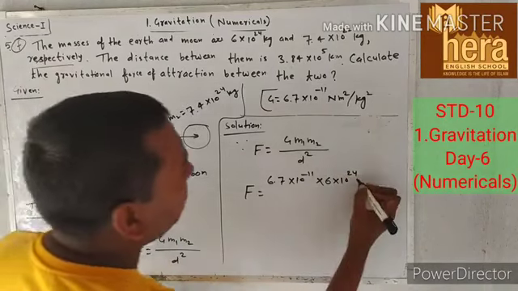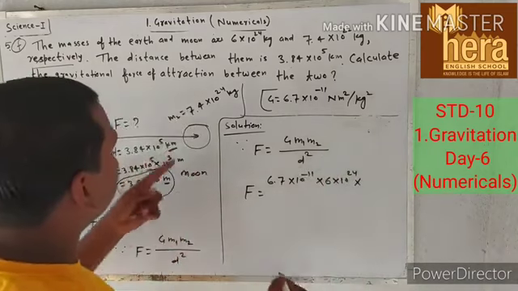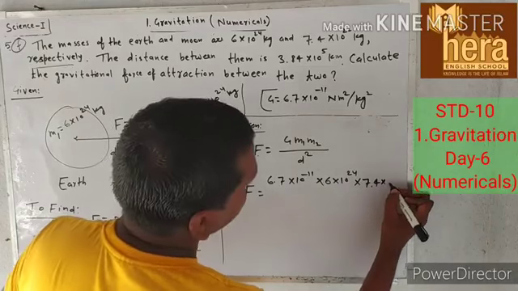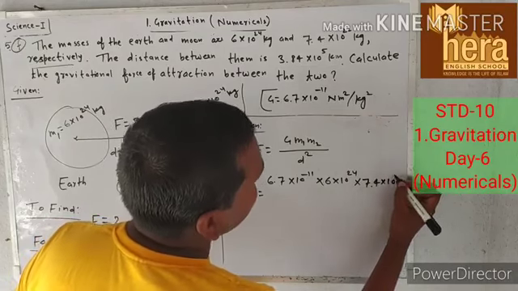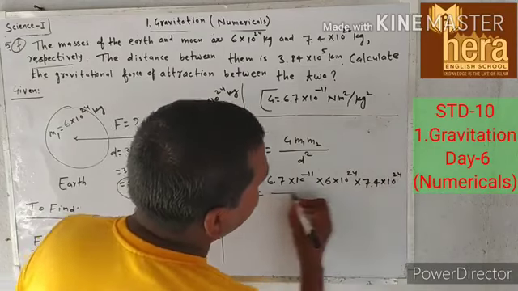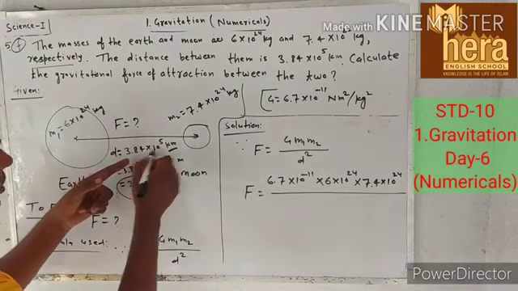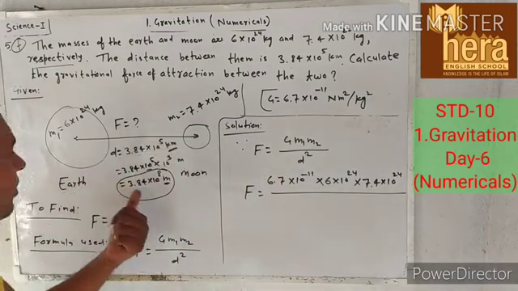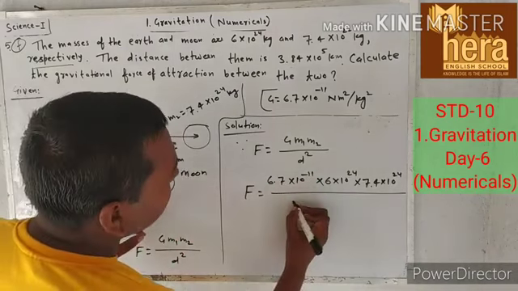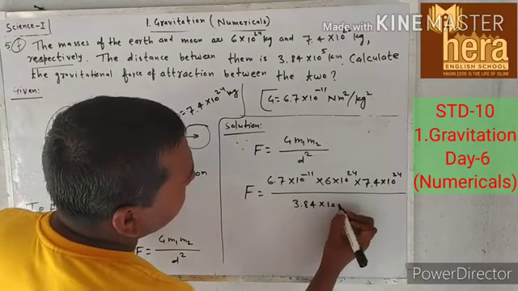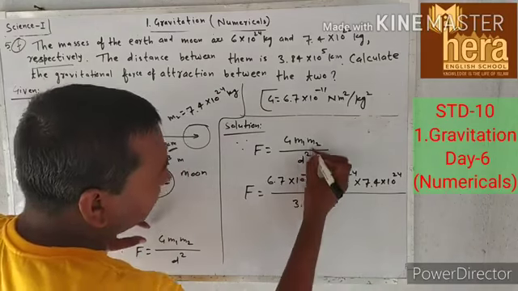Okay, m2 is 7.4 into 10 raised to 24, upon d square, the distance. Don't use this one, we have to use this one. D square, that is 3.84 into 10 raised to 8, whole square.